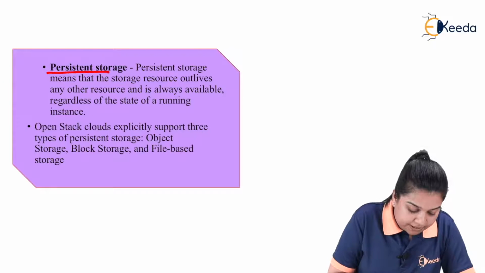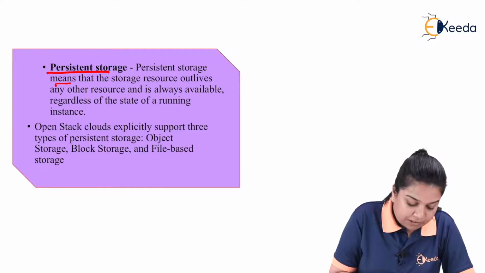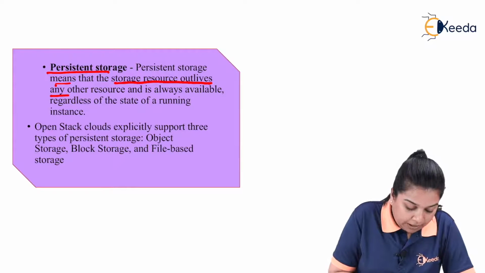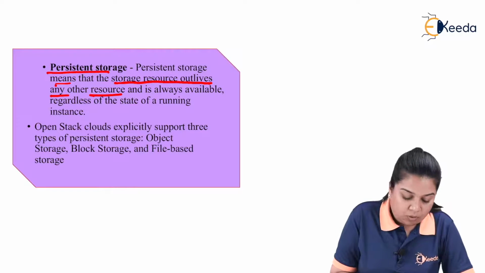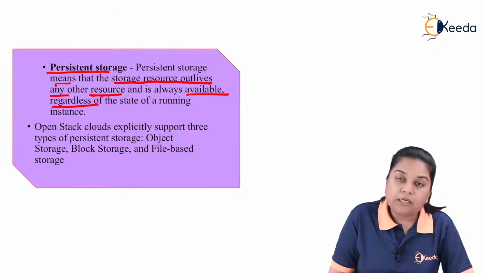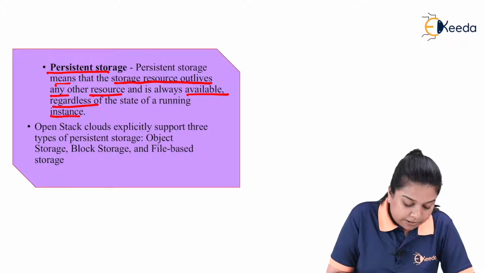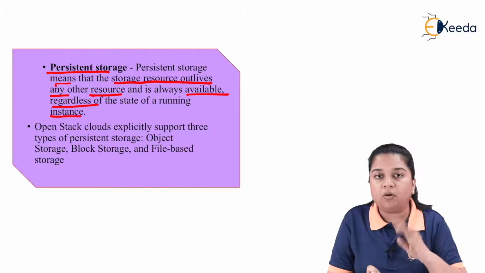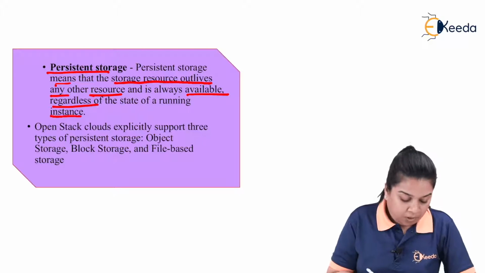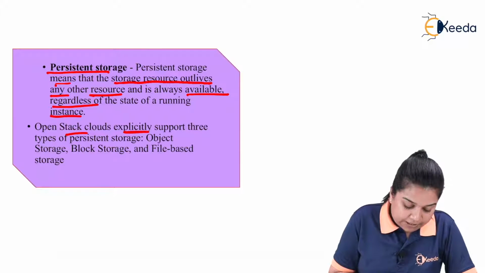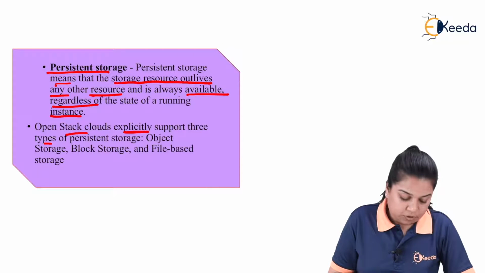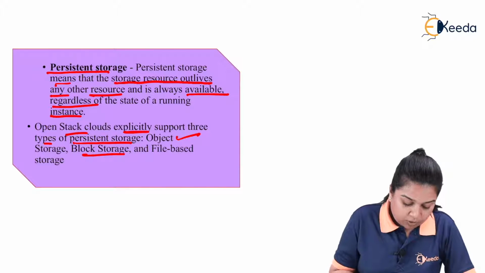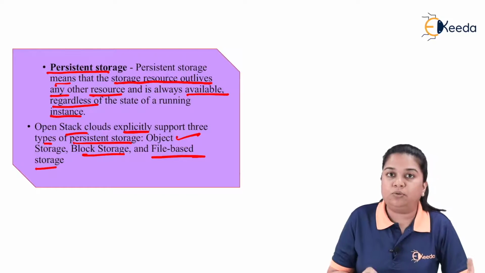Then persistent storage. Persistent storage means that the storage resources outlive any other resource and are always available regardless of the state of the running instance. That means it will be there whether the machine is running or terminated. OpenStack clouds explicitly support three types of persistent storage: object storage, block storage, and file-based storage.